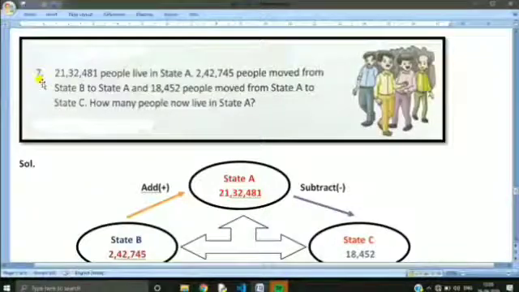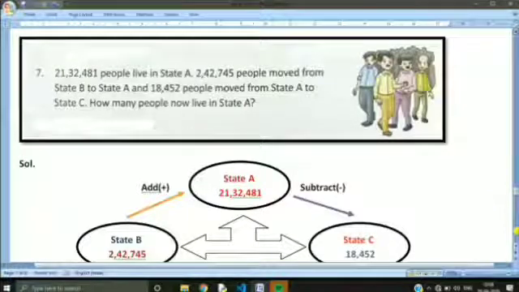Let us start with number 7. 21 lakh 32,481 people live in state A. 2 lakh 42,745 people moved from state B to state A, and 18,452 people moved from state A to state C. How many people now live in state A?